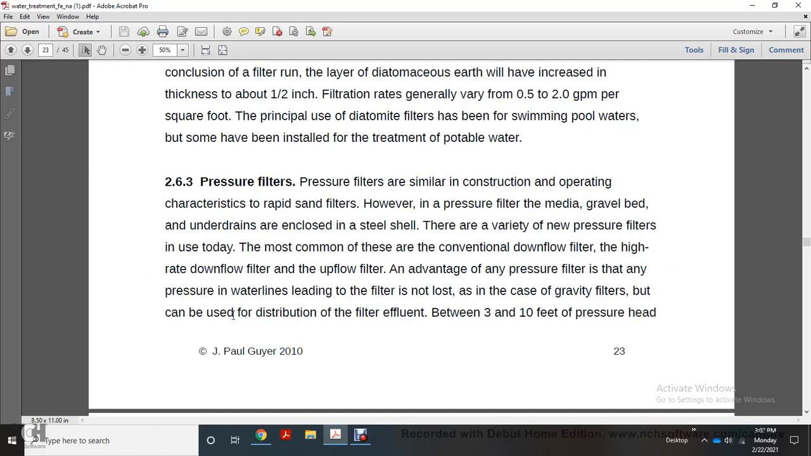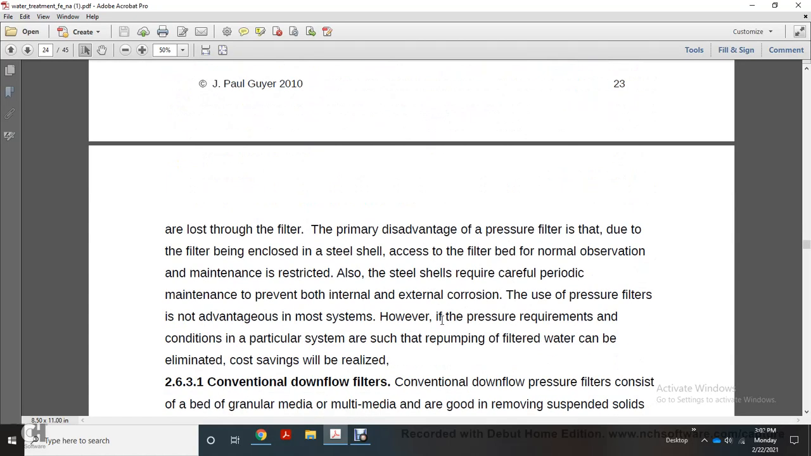Advantage of the pressure filter is any of the pressure water lines leading to the filter not lost any of the case of gravity filters, but can be used with the distribution filter of effluent between 3 and 10 feet of the pressure head for loss.